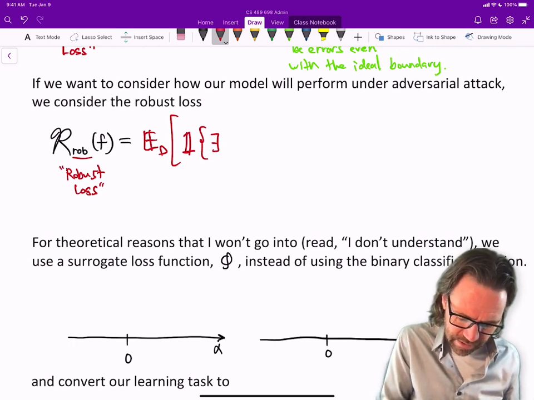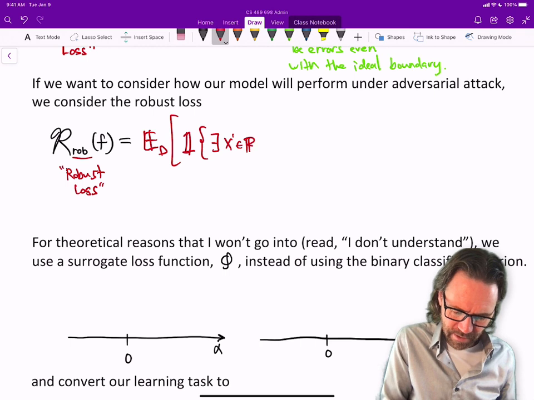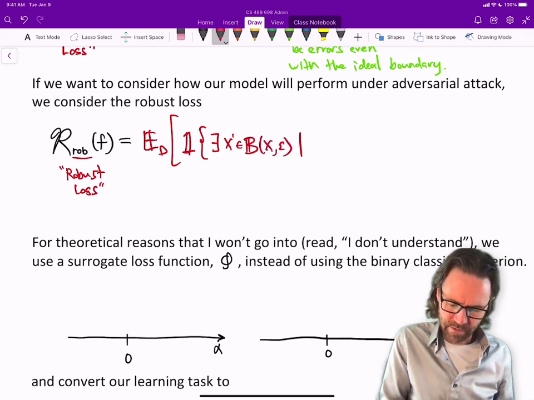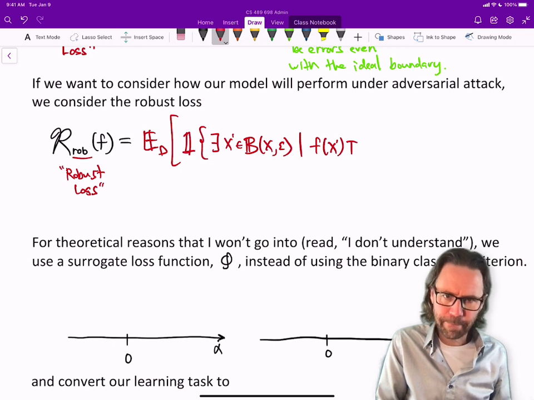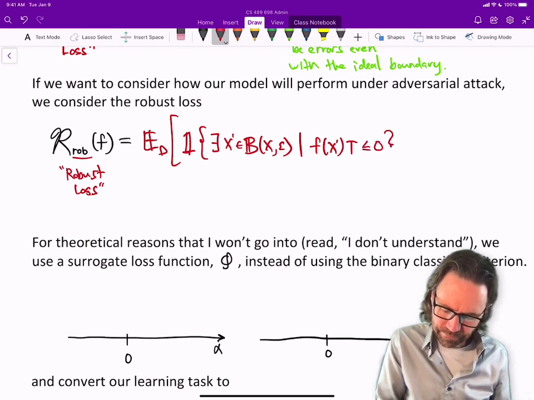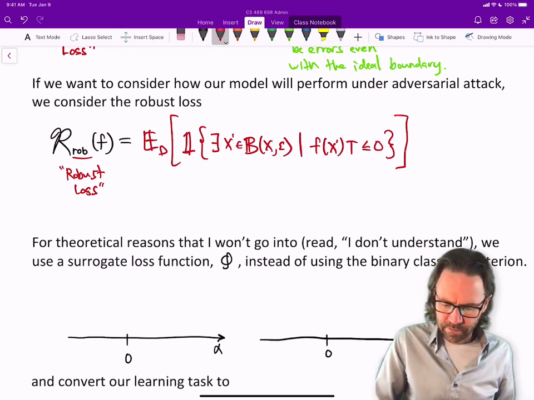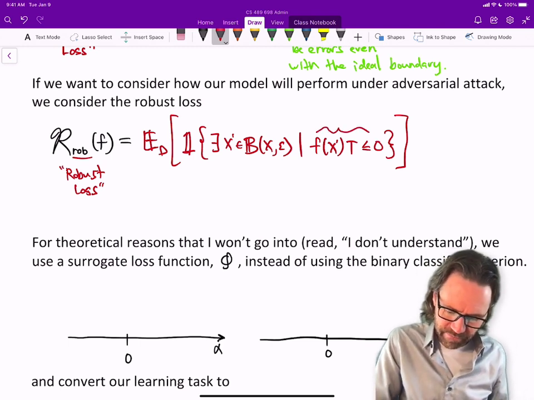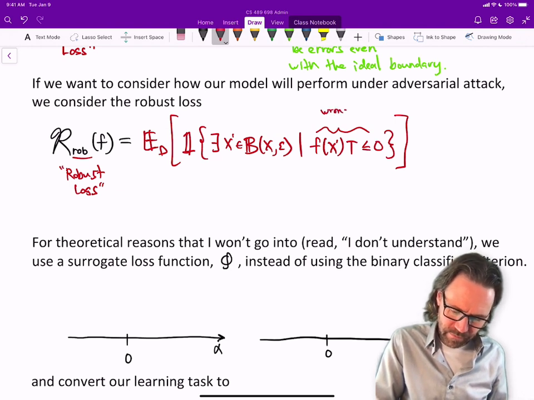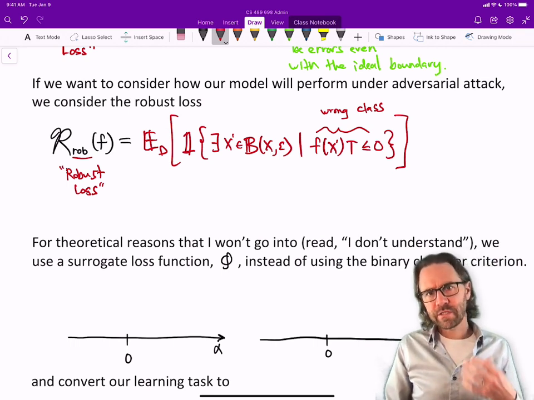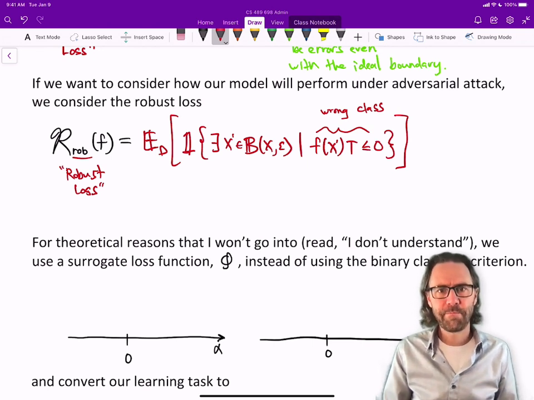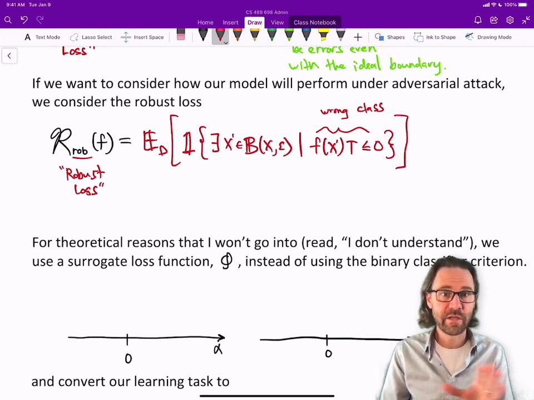So the number of times that there exists an x primed in the epsilon ball of x, such that that x primed gets misclassified. Whoops, that's x primed times the target, less than or equal to 0. So what we're looking for is the wrong class of this adversary. Okay, so this robust loss has this built-in pessimism that looks for the worst case scenario in the neighborhood of x.